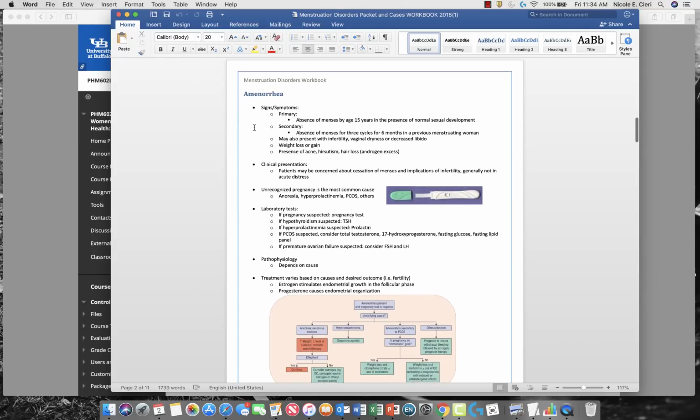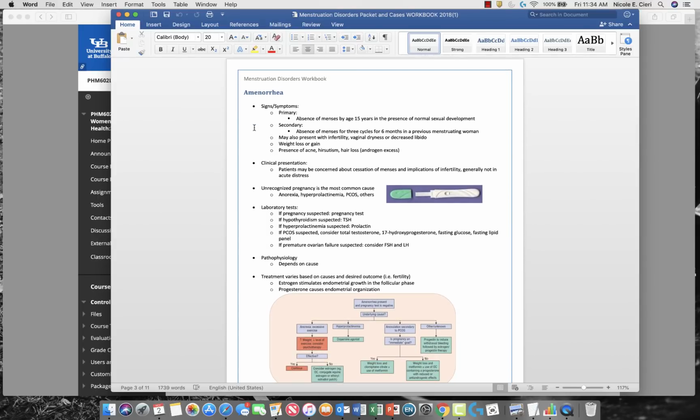So the first of the 5 is amenorrhea. So it's important to remember what the definitions are. There's primary and secondary amenorrhea. Amenorrhea is basically the absence of menstruation or menses. Primary is considered the absence of menses by age 15 and the presence of normal sexual development otherwise. And then secondary is the absence of menses for 3 cycles or 6 months in a previously menstruating woman. So primary is usually a younger patient, secondary is usually an older patient.